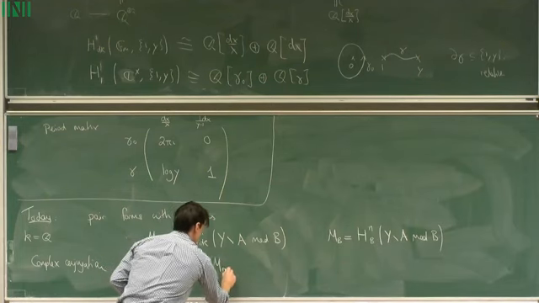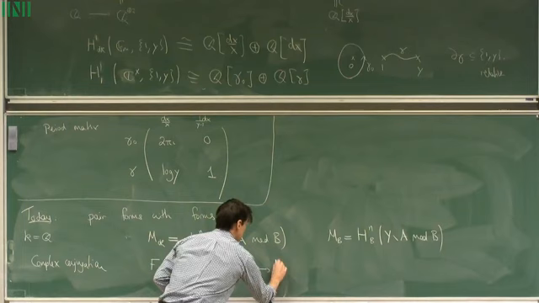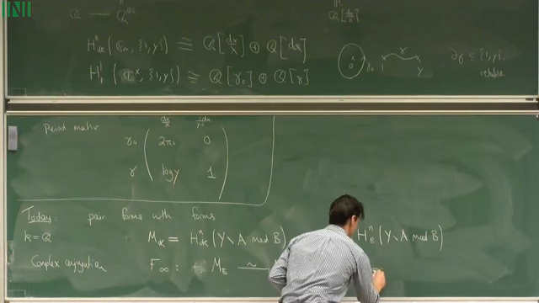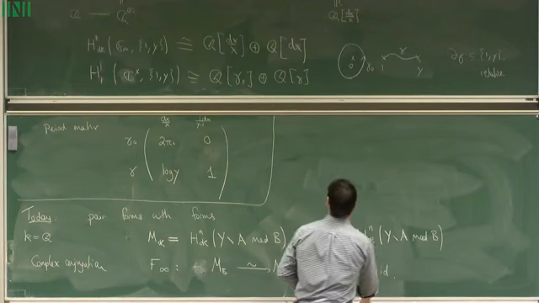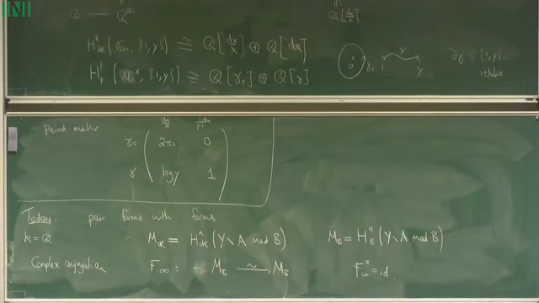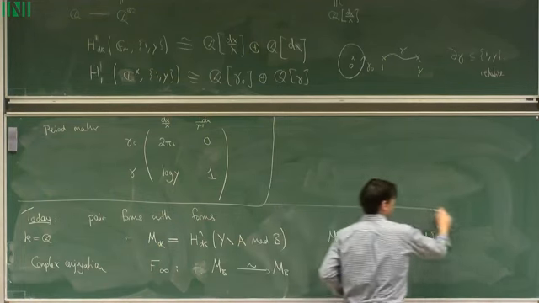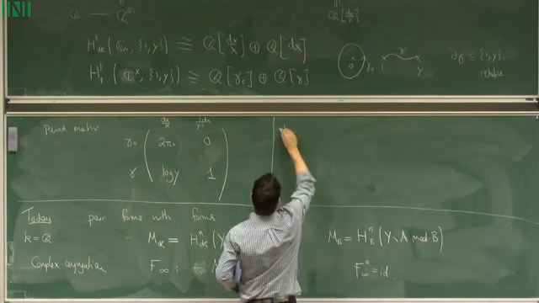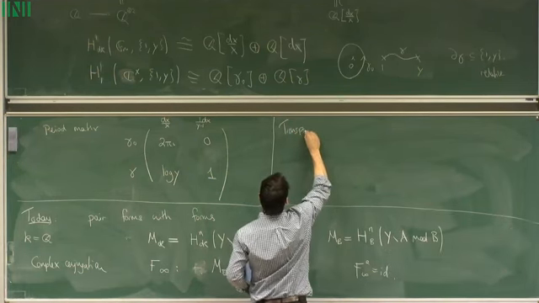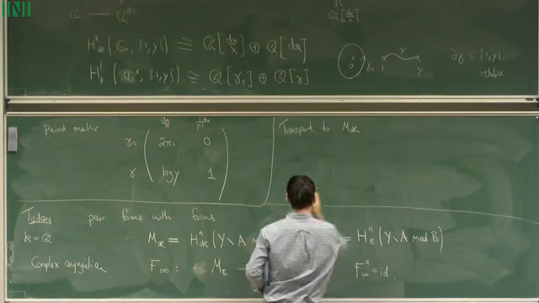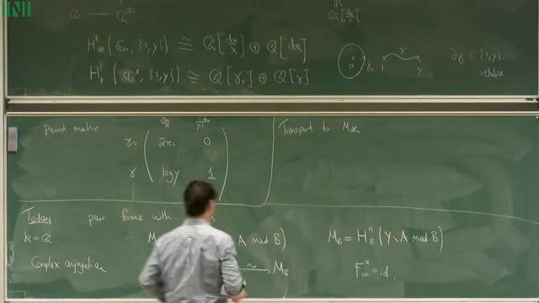M_B, and it satisfies F_infinity squared is the identity. Okay. So then the idea is just to transport this back to the de Rham side. So you can transport this to M_dR via the comparison isomorphism.